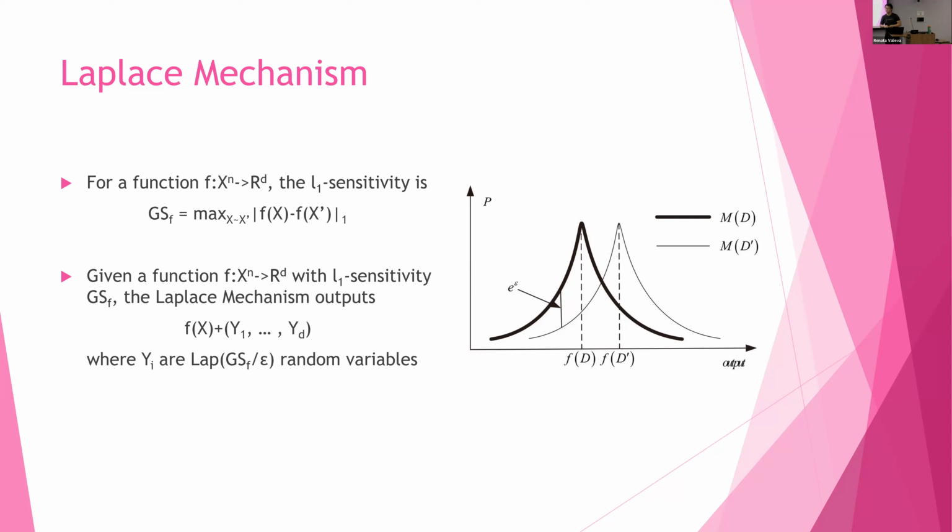Can you remind us of the density of the Laplace distribution? It's like a two-sided exponential distribution. So I think the only thing I'll be using here is that the tails decay exponentially. So the probability density is like e to the minus the absolute value of x, divided by the scale, right?